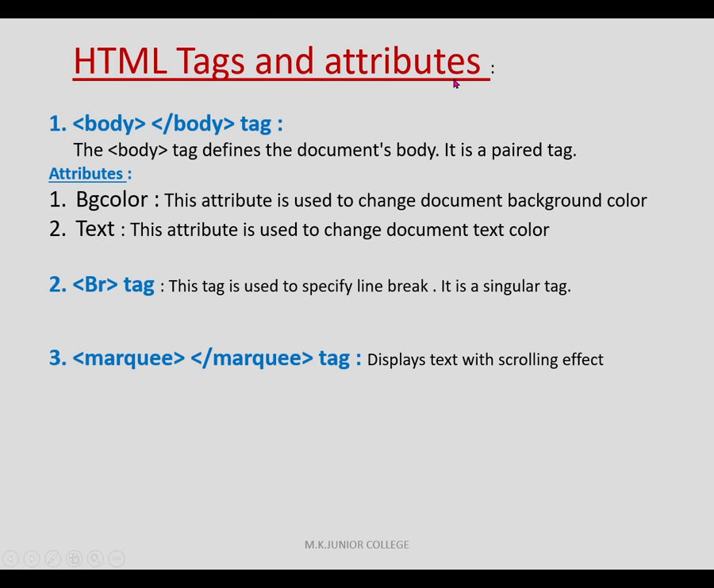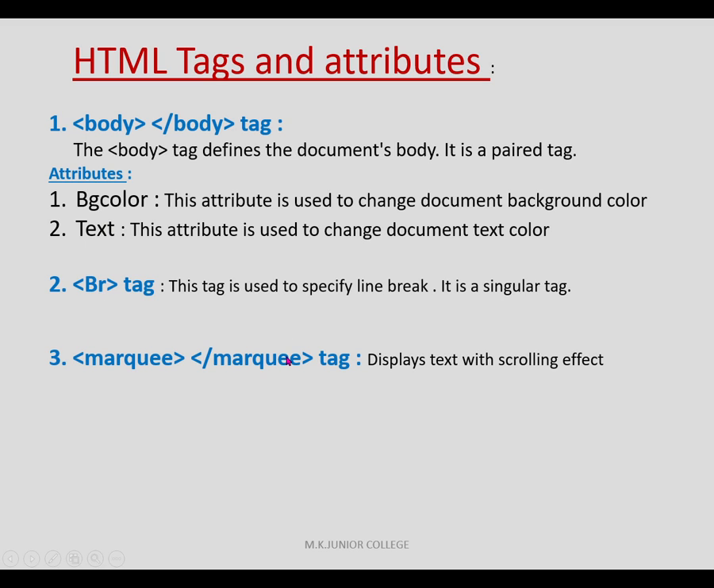HTML tags and attributes. Already we know, my dear students, the body tag, which is one of the basic structure tags, used to define your document body. The attributes of this body tag are BG color and text. We know how to use it and what is the meaning of BG color and text. Now next tag, the BR tag, to add a line break.